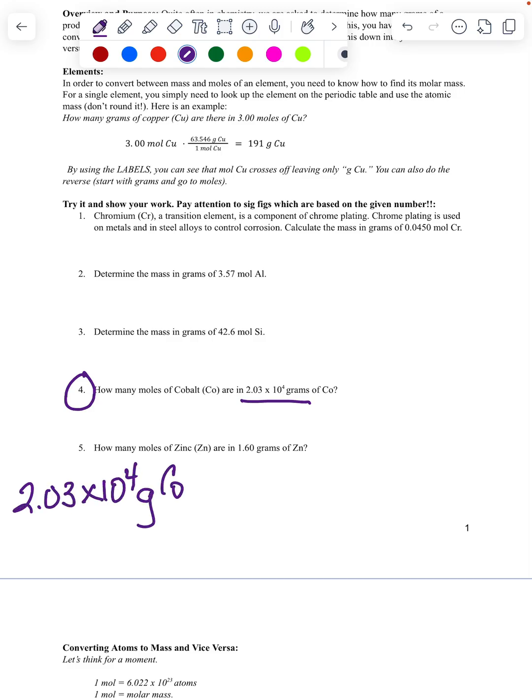CO is cobalt, dot line. I know grams of cobalt has to go down here. And go back and ask yourself, what are you looking for? Oh, moles. Write that up here.